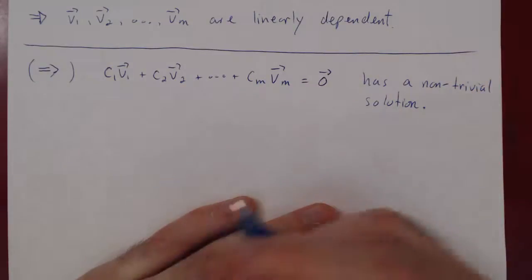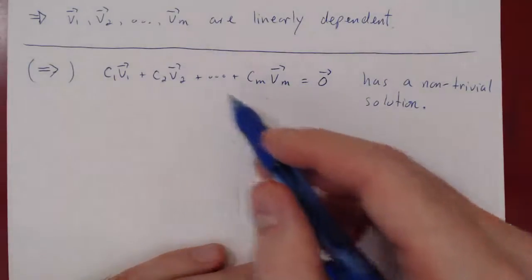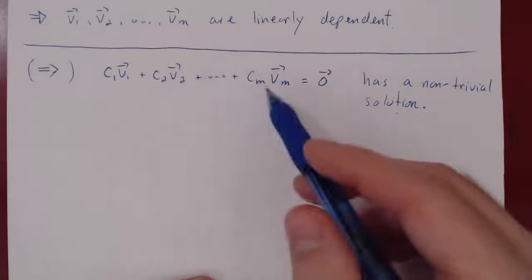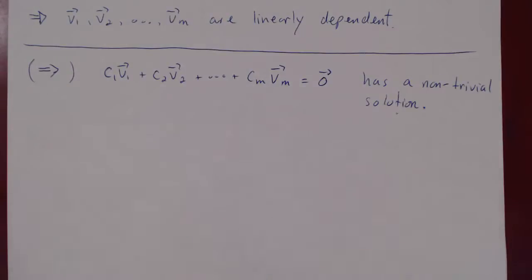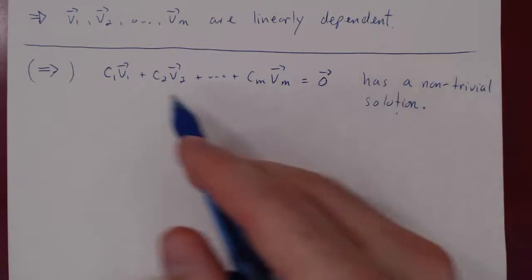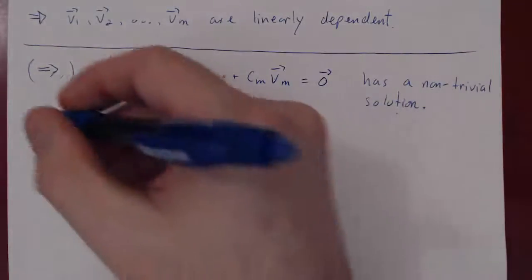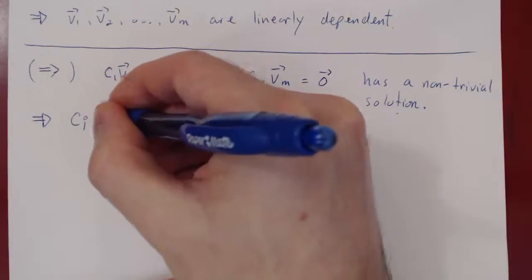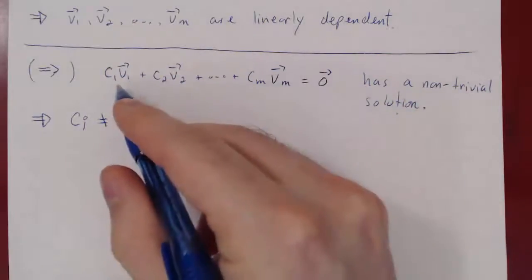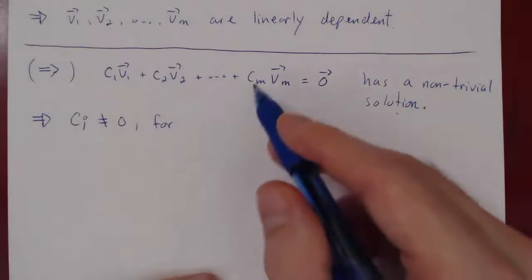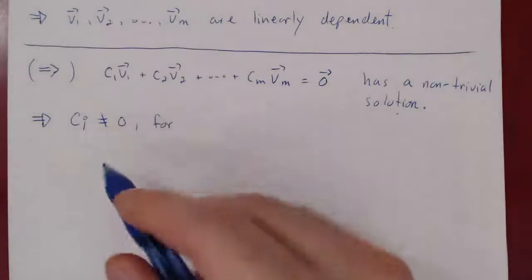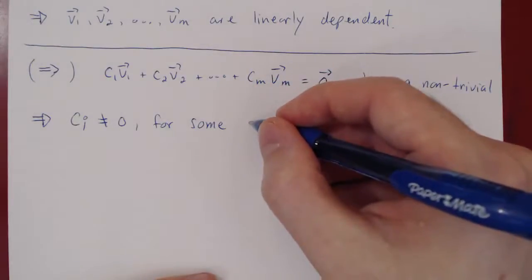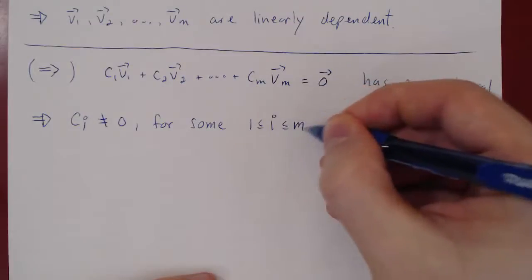Well, what is a non-trivial solution? Again, the trivial solution means every coefficient must be equal to 0. Non-trivial is the opposite of that. Well, the opposite of every coefficient being equal to 0 is at least one coefficient is non-zero. So the fact that this equation has a non-trivial solution implies that at least one ci is not 0 for some i. Maybe it's c1 that's not 0, maybe it's c2, or maybe it's cm, we don't know, but at least one of them will be non-zero. So for some choice of i between 1 and m.